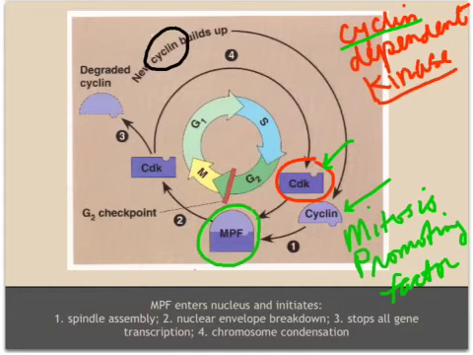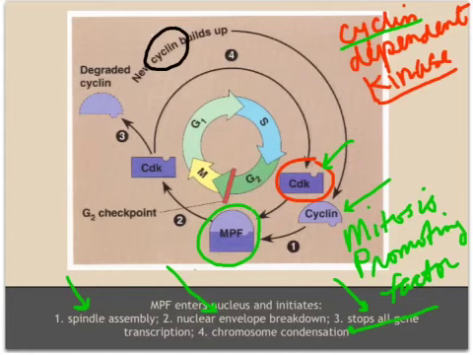The mitosis promoting factor has a number of activities. All right, as you can see below here, the MPF enters the nucleus and initiates spindle assembly. It initiates the breakdown of the nuclear envelope. It stops all gene transcription, and it starts condensing chromosomes. All right, as you can see, that's a lot of what happens in prophase and prometaphase of mitosis. So MPF, the mitosis promoting factor, which is a combination of cyclin and CDK, all of those activities are generated or initiated by MPF.